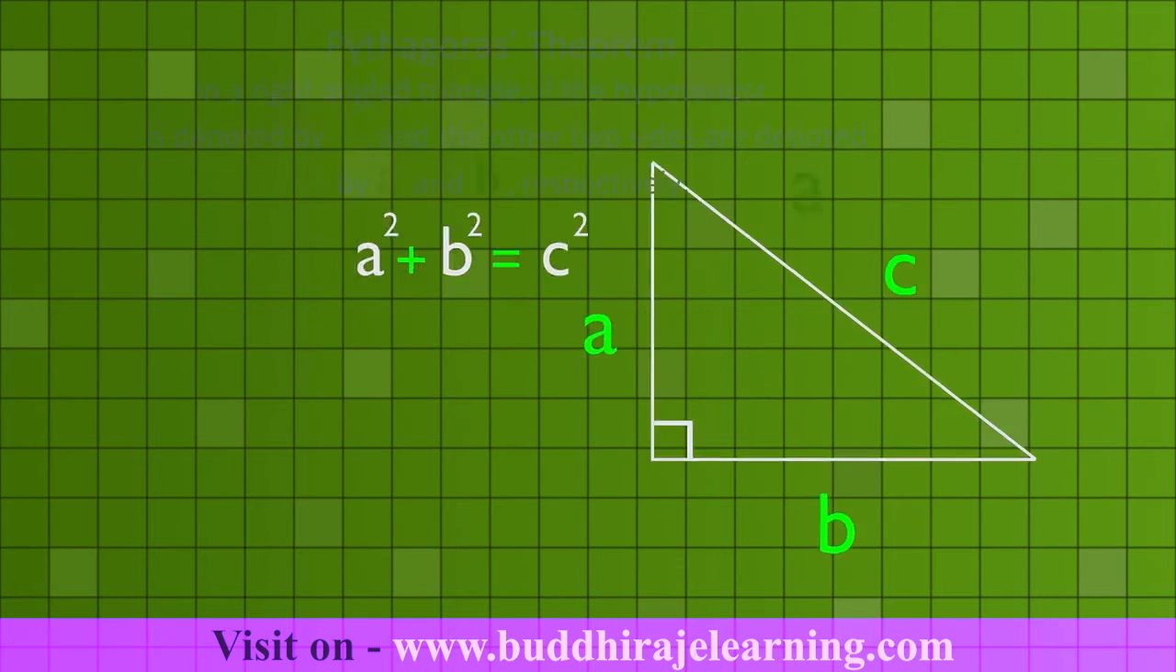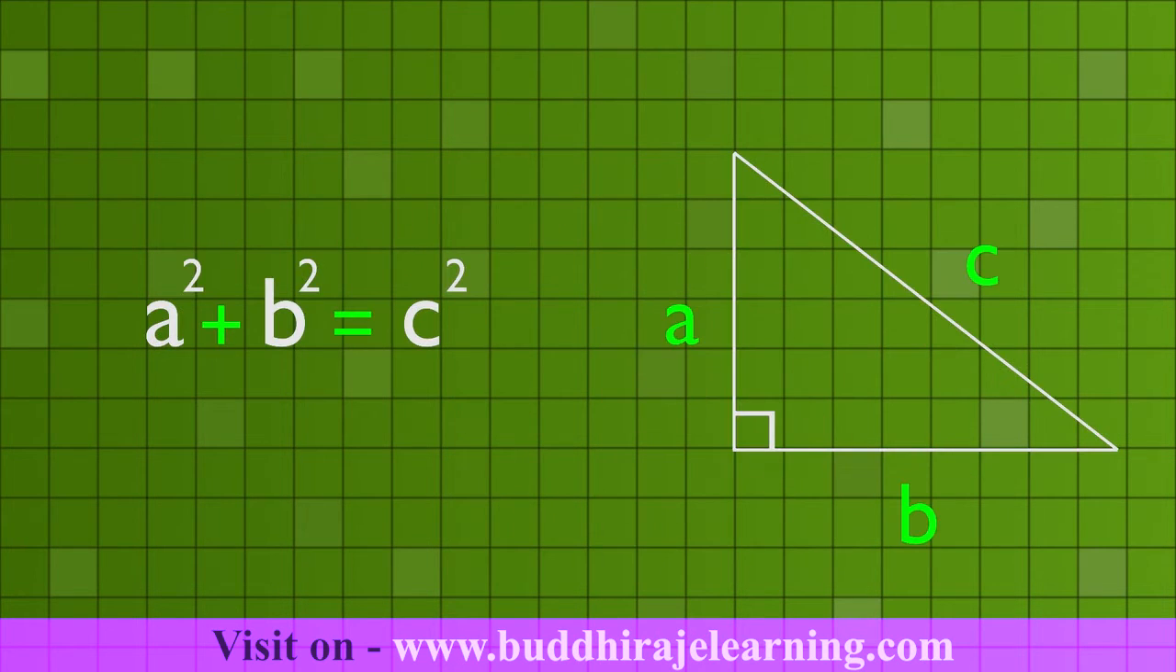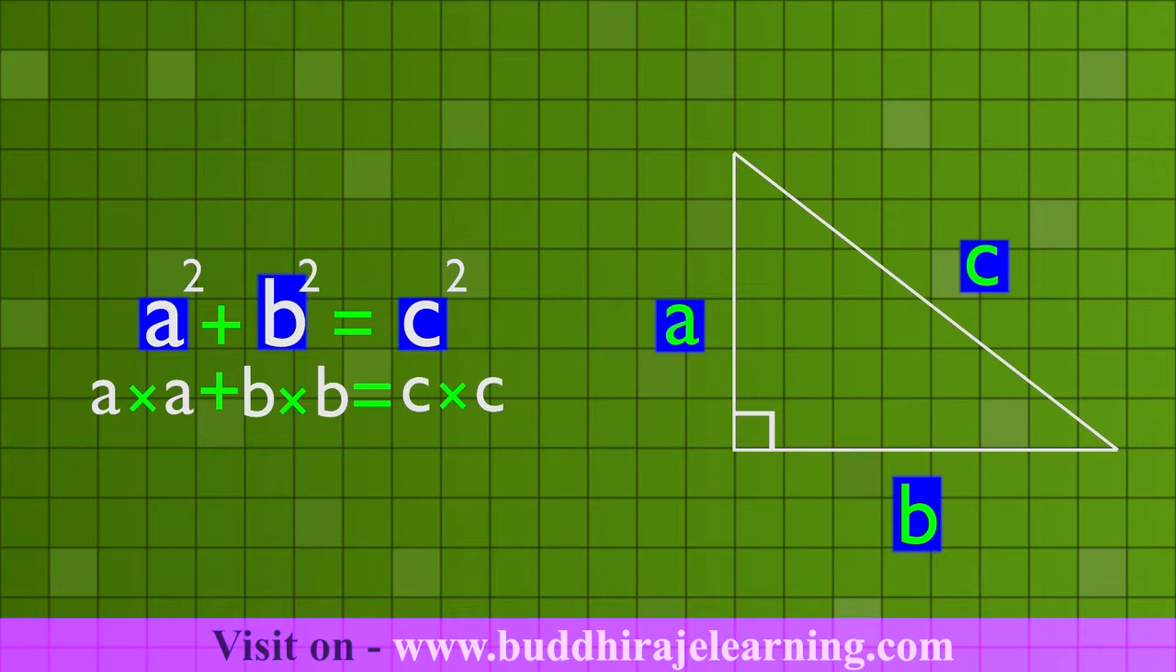Now, let us study the equation A square plus B square is equal to C square in detail. The equation implies the square of sides A and B, meaning A into A plus B into B, is equal to C into C. Now let us verify the Pythagoras theorem by this procedure.